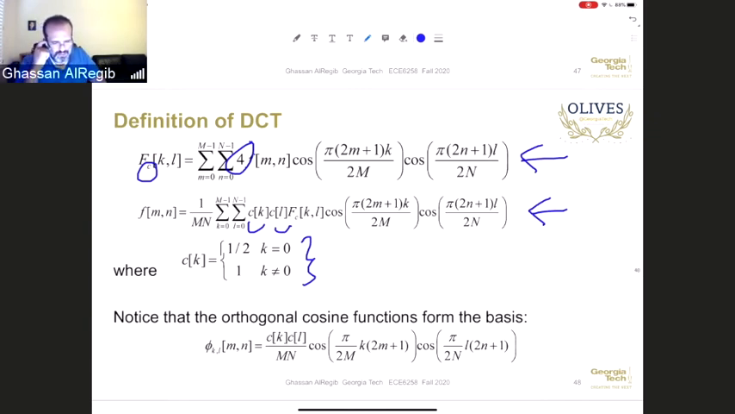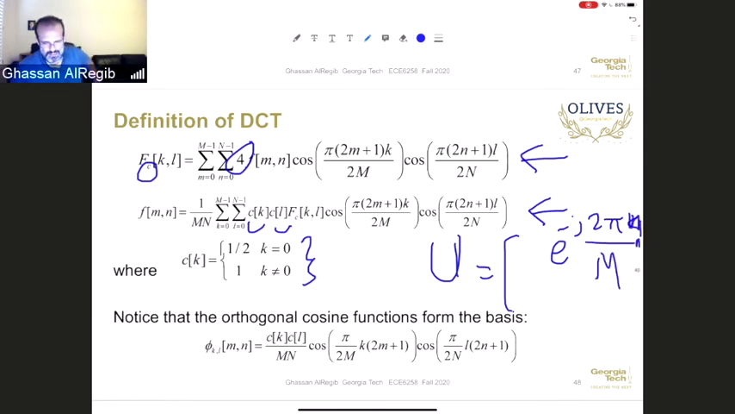It will be 1 everywhere else. And the main concept in here is the basis functions. If you remember, when we calculated U as a matrix, these elements were already e to the negative j 2 pi k, mn over m or over n.